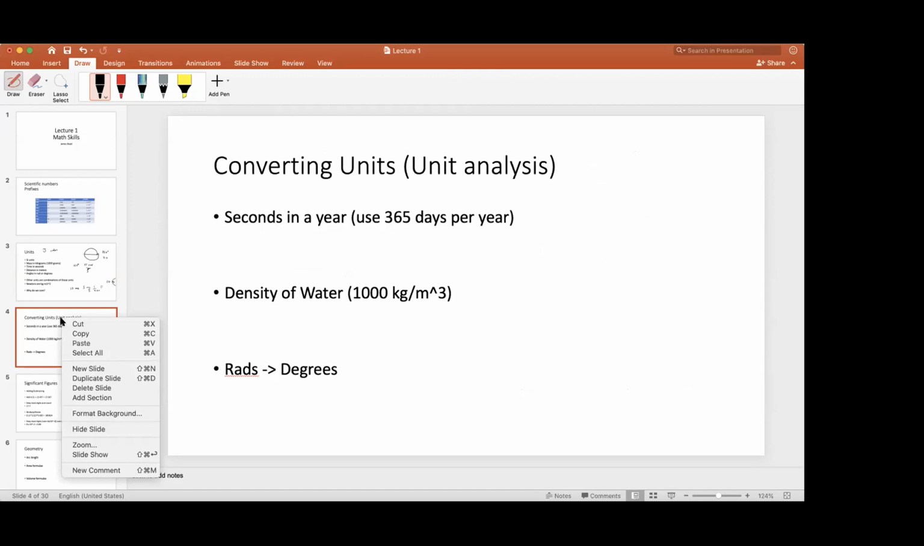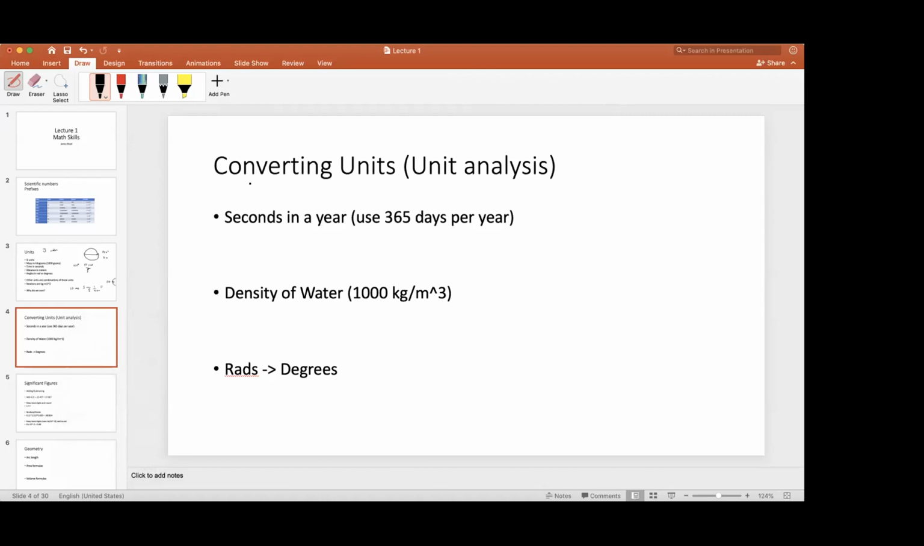So unit analysis or converting units, really probably familiar to you if you're in chemistry or one of those sciences. You've probably done it a bunch. But for those of you who have forgotten or don't know how to do it, let's talk about it. One of the most useful approximations is actually seconds in a year. I'm going to teach you a trick about seconds in a year that you can always remember. But let's talk about how many seconds there are in a year.